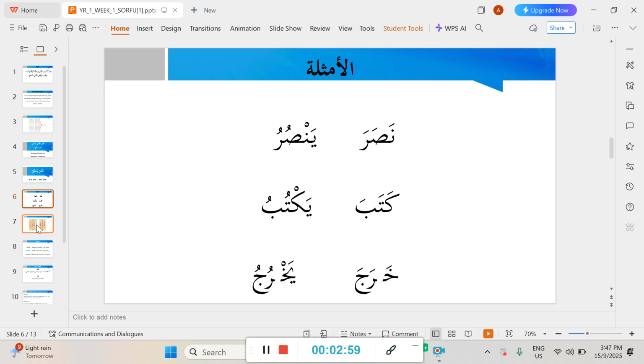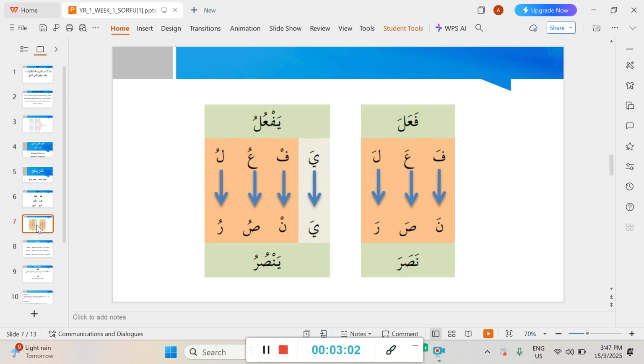Now, let's do a comparison between the initial pattern and the example that we cited. So this is fa'ala on the top here. Let's compare it with nasara, the example we brought. Nun goes with fa, sad goes with ain, ra goes with lam. Not only that, let's look at the symbols on them also. Fatha here, fatha here, fatha here, fatha here, fatha here, fatha here. That means they are the same.